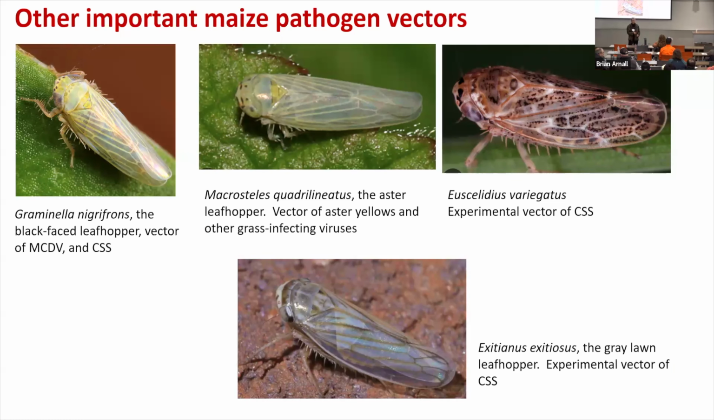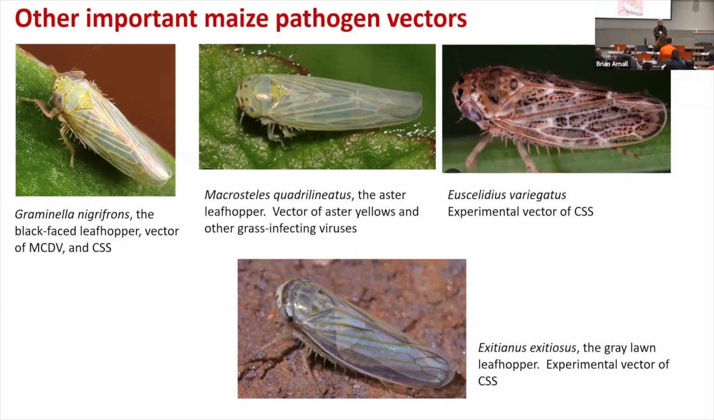Okay, other important maize pathogen vectors. There's several, but I want to mention these four. Graminella nigrifrons, this is the blackfaced leafhopper. It's the vector of MCDV, and also it's an experimental vector of corn stunt. Macrosteles quadrilineatus, this is the aster yellows vector. We have aster yellows seriously in the state of Oklahoma. You'll also see it in the maize ecosystem. In fact, it will transmit aster yellows to corn. And we often will dig it up when we're assaying for maize stunting pathogens. We'll see aster yellows. Euscelidius variegatus, a big, huge, robust leafhopper. It also occasionally shows up in corn. And then finally, Exitianus exitiosus.